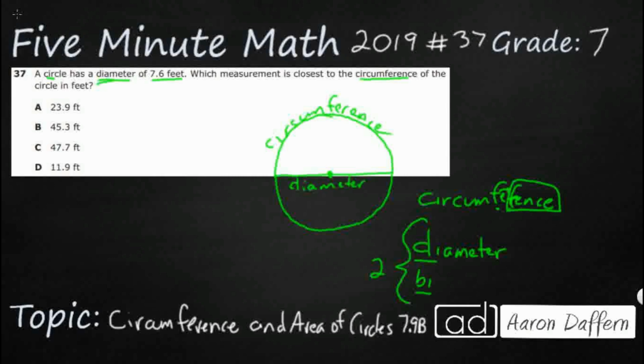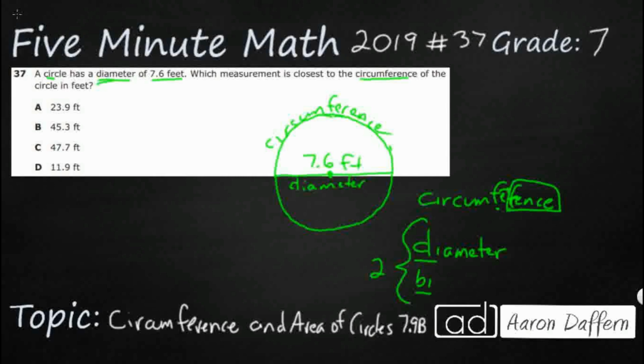It's the perimeter of a circle, but we can't use the word perimeter because perimeter deals with length and width and height and base, and we don't have any of those in a circle because there's no straight lines. So our diameter is 7.6 feet. And that's it. That's all we know. What we're looking for is the circumference.